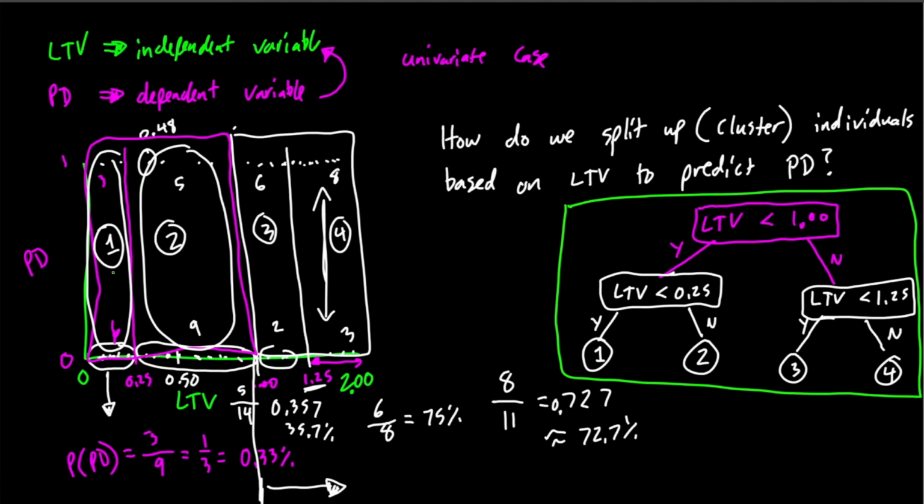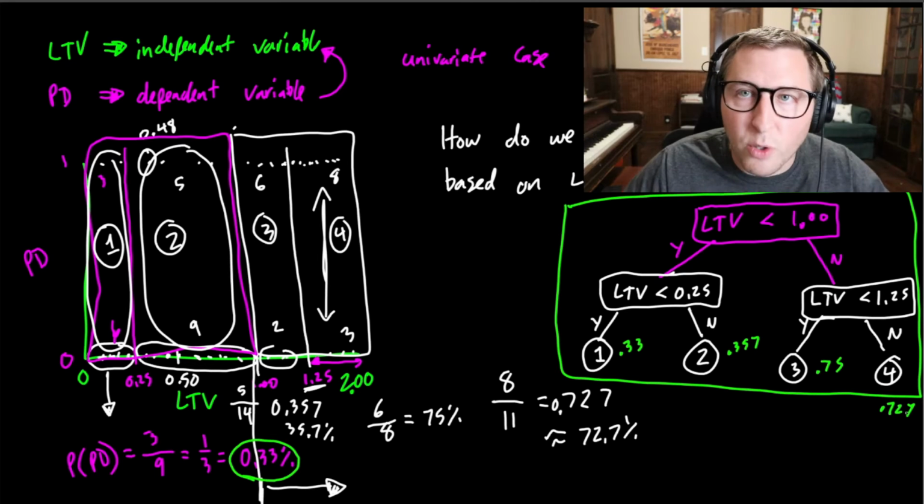That's what we calculated out over here when we said 0.33. The average of the events that are actually occurring here is 0.33. And then we went on to do leaf 2, and leaf 2 is going to give us, I believe, 0.357, and leaf 3 was going to give us 0.75, and leaf 4 is going to give us 0.727. So these are the values.